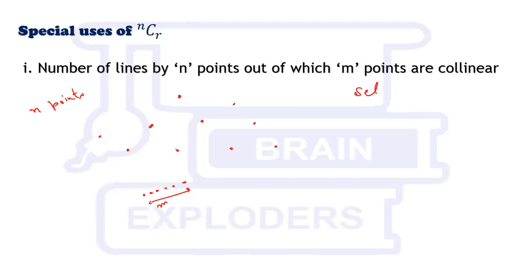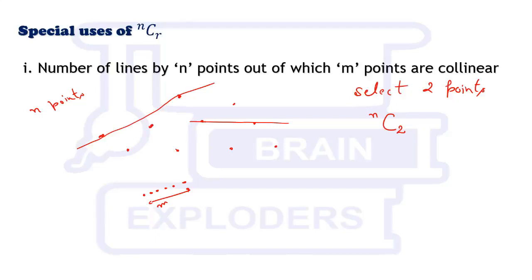If we select any 2 points, like if we select this and this, then we can make a line passing through both of these. In this way, if we select this and this, we can make a line passing through them. And if we select any two, in how many ways can we do this? In nC2 ways. nC2 ways we can select 2 points and then we can make a line passing through them.